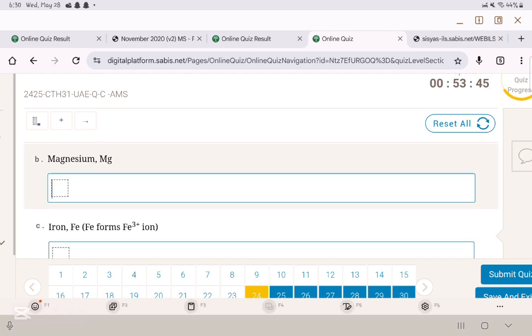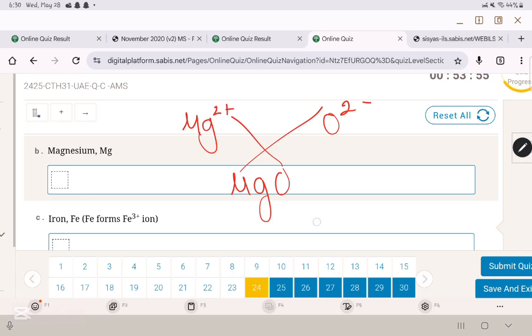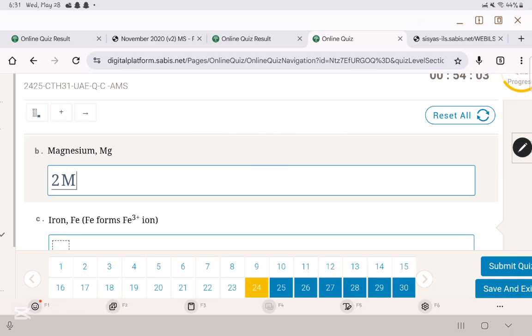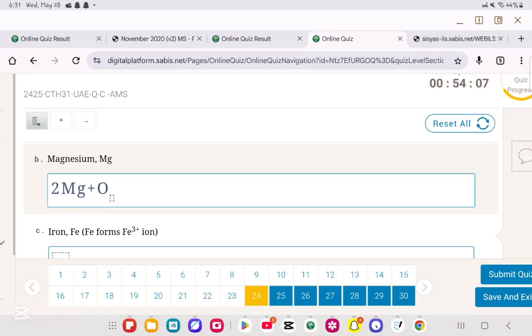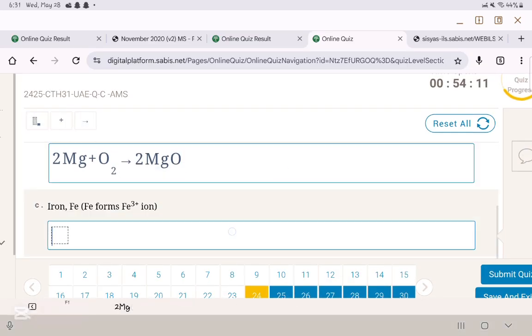For magnesium, Mg, it is Mg2 plus and O2 minus. You take their ions. You do the crisscross method. You will get MgO. So Mg plus O2 will form MgO. It's not balanced. You put 2 over here and 2 over here. Now it is balanced. So 2Mg plus O2 will give us 2MgO.